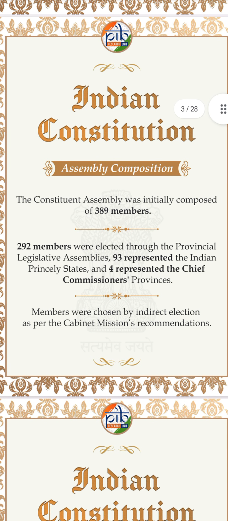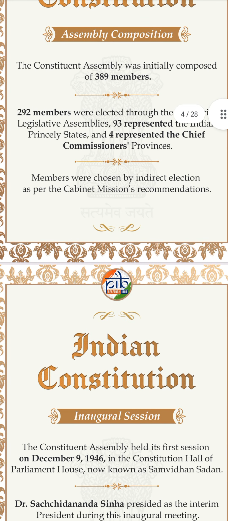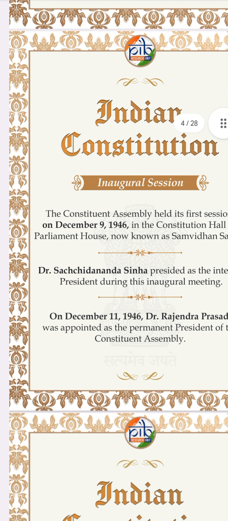The third page, Indian Constitution, Assembly composition. The Constituent Assembly was initially composed of 389 members. 292 members were elected through the provincial legislative assemblies. 93 represented the Indian princely states, and 4 represented the chief commissioner's provinces. Members were chosen by indirect election as per the Cabinet Mission recommendations.